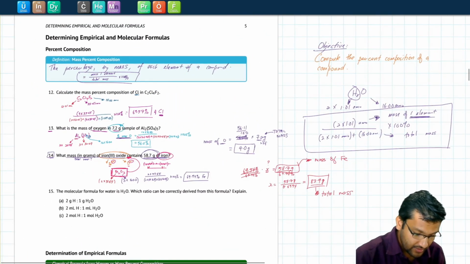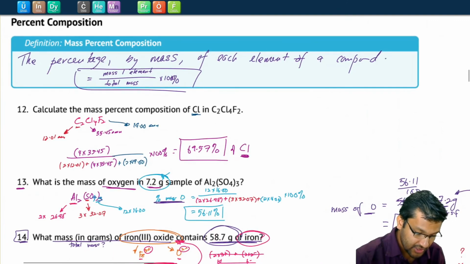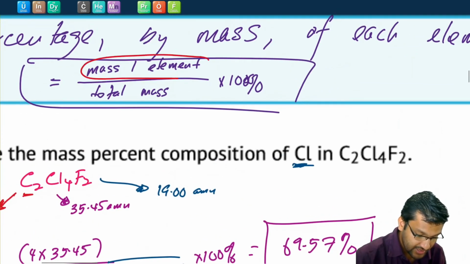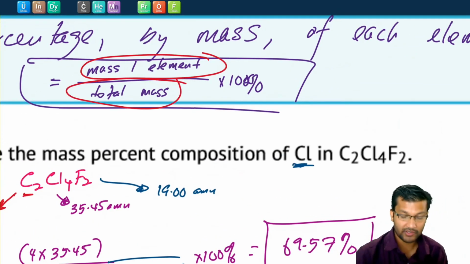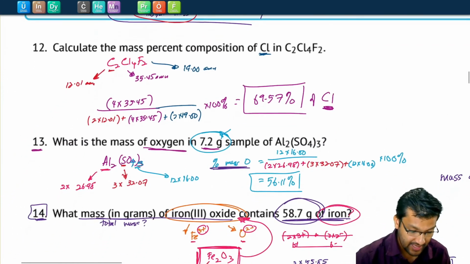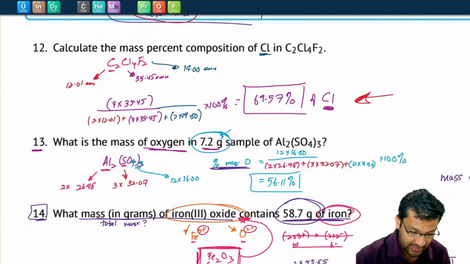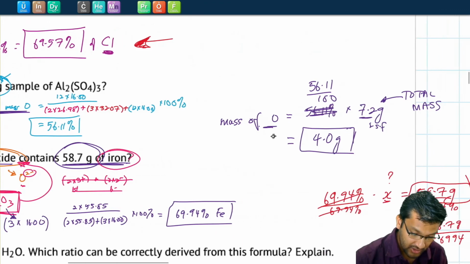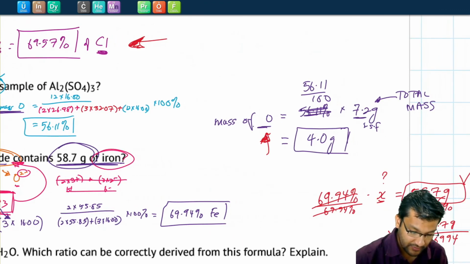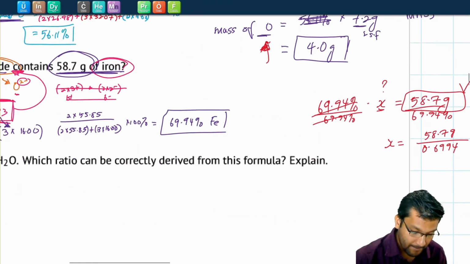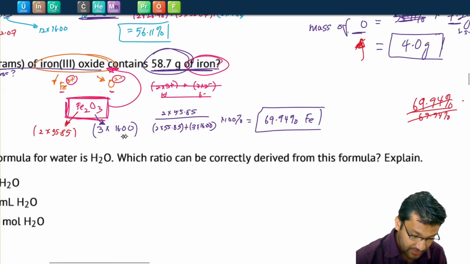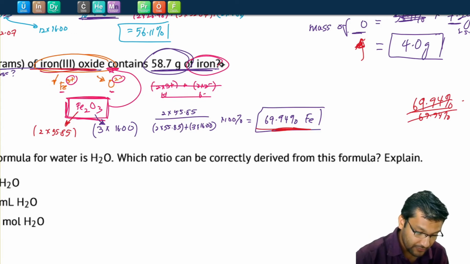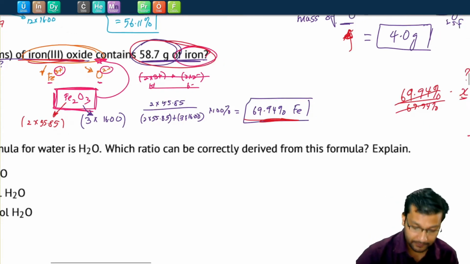So in summary, the mass percent composition is just the mass of whichever element you're interested in over the total mass times 100. And there are various ways to use this in calculations. Here we just calculate the percent mass of chlorine. Here we use the percent mass of oxygen to figure out what the mass of oxygen was in this compound if we were to separate all of the elements. And here we did the opposite. We used the percent composition of iron to figure out what the total mass should be if we have the mass of iron in the compound.